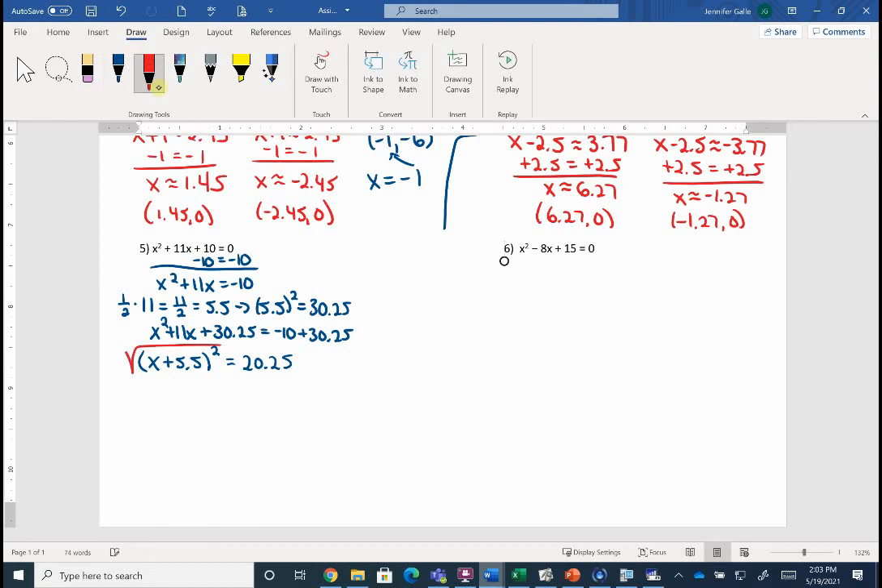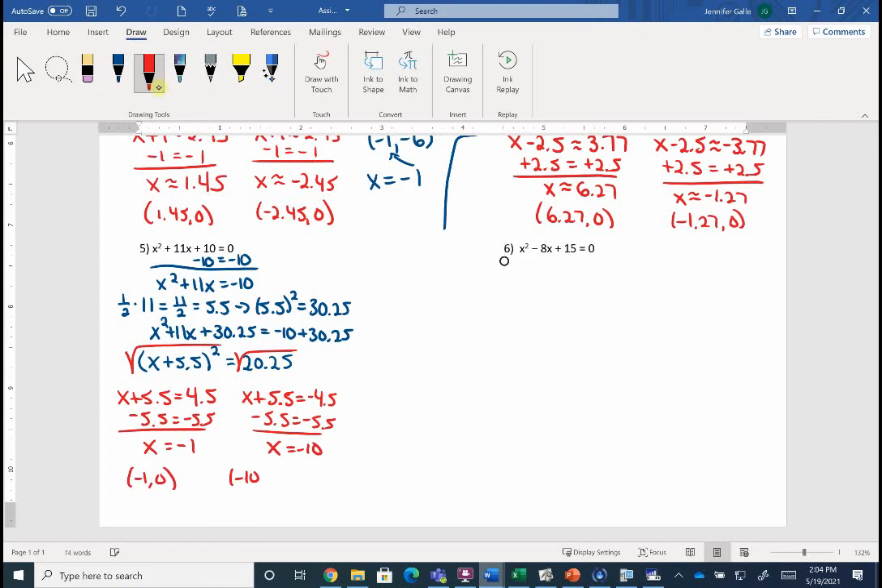Square root both sides to undo the square. We're going to have x plus 5.5. Square root of 20.25 is 4.5 exactly. So we're going to have the positive 4.5. And we're going to have the negative 4.5. Subtract 5.5 from both sides. And we end up with -1 for our x. And -10 for our x. Again, if we were to graph, these would be our x-intercepts.